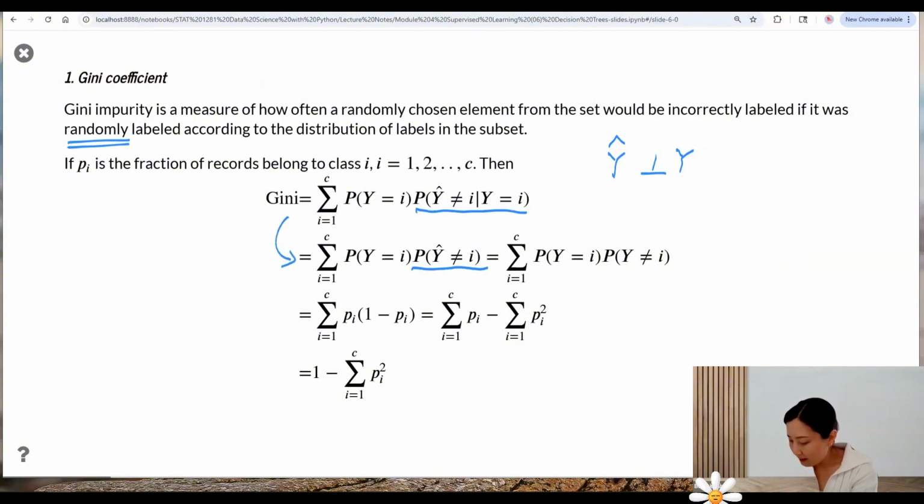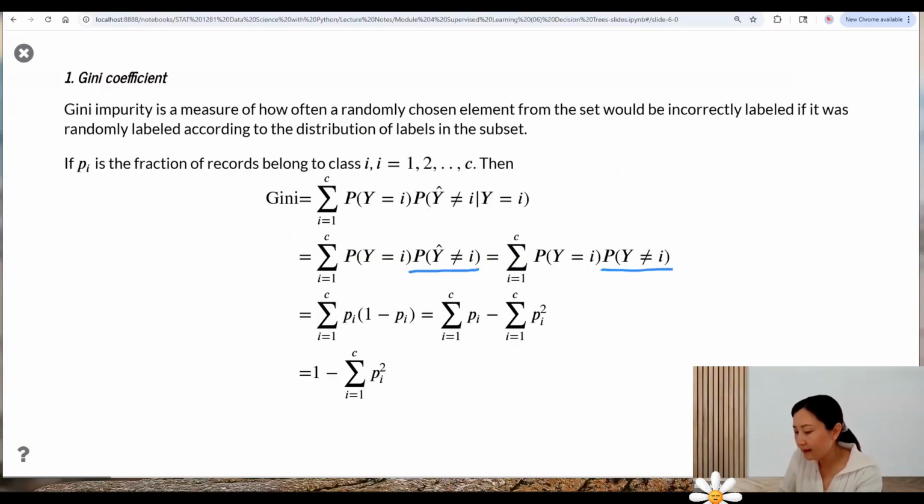And furthermore, you see this p of y hat is not equal to i is actually equal to p of y is not equal to i. That is because it is randomly labeled according to the distribution of the labels in the subset. So y hat has the same distribution as y. Y and y hat have the same distribution. That's why these two are equal.